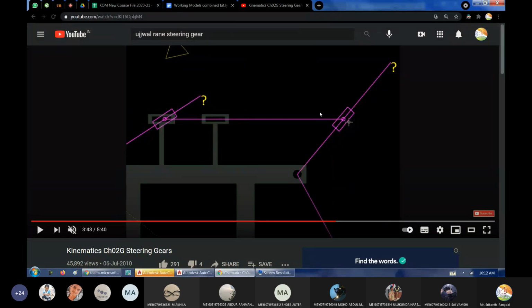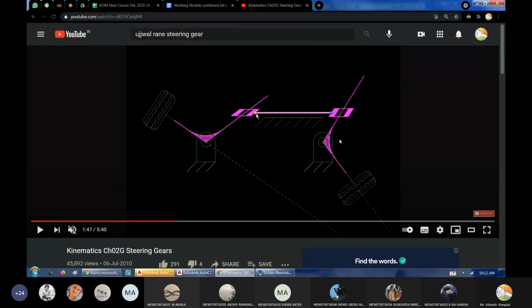So this is the Davis steering mechanism. Let me explain what is in this mechanism. This pink link that you see here has a fixed angle. The angle between these two links is not changing. This is a single link rotating about this pivot point. And this side of the link has a slider.